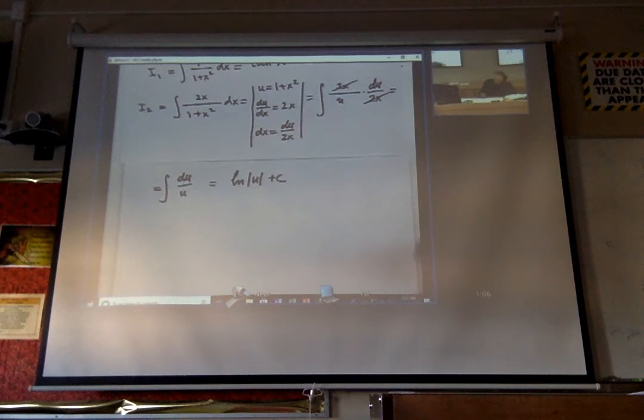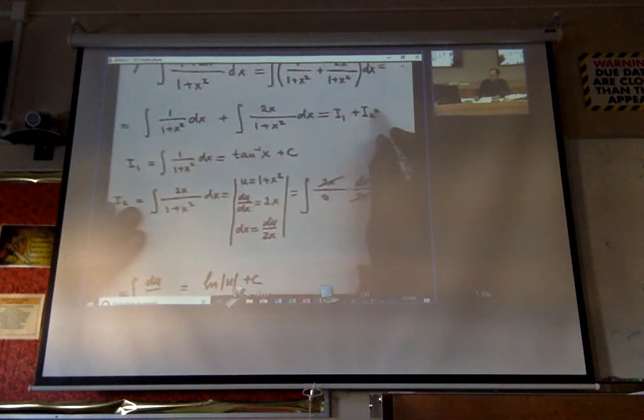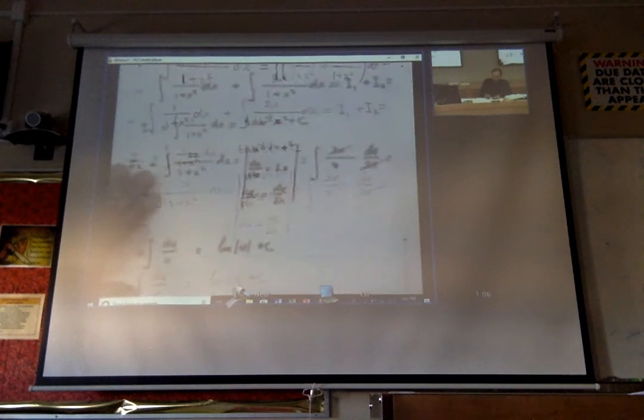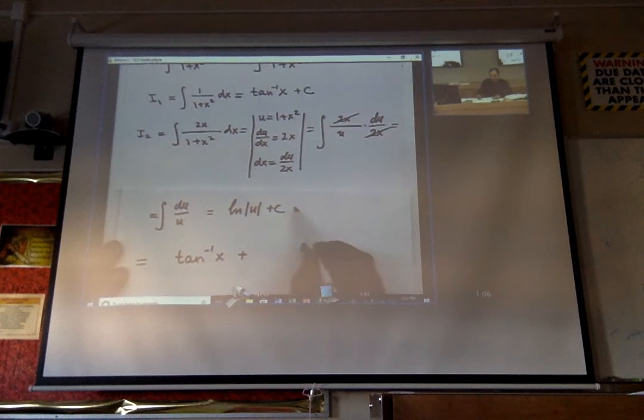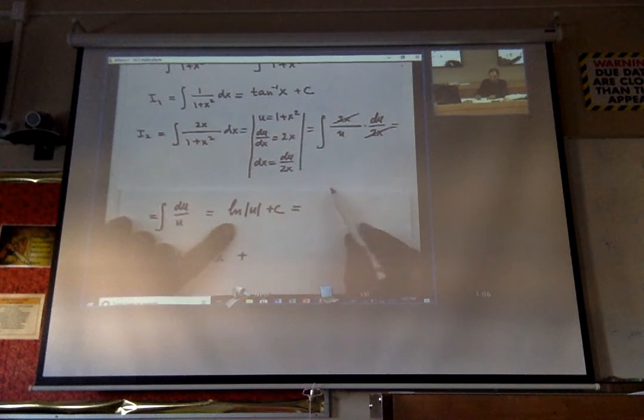And then you go back, and I'm going to put an equal sign here and finish at the very end over here. So what do I have as the answer? I have inverse tangent of x plus. Now, one thing I didn't finish here, I apologize. It's natural log of what? 1. Absolute value of 1 plus x squared.